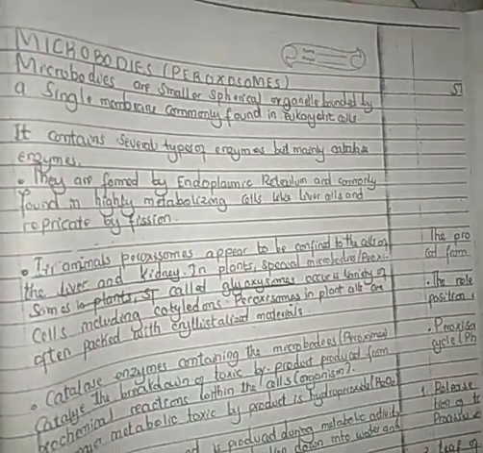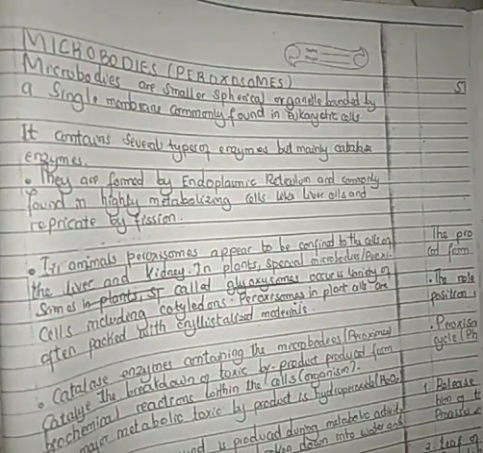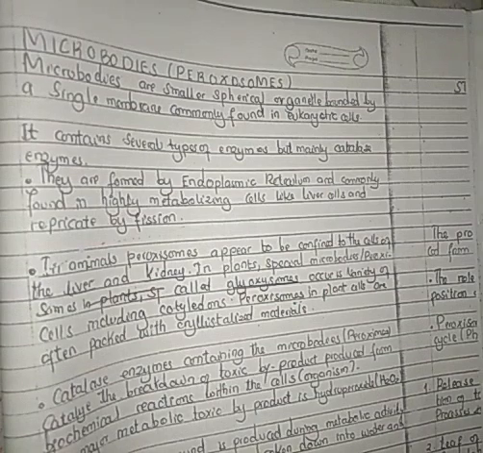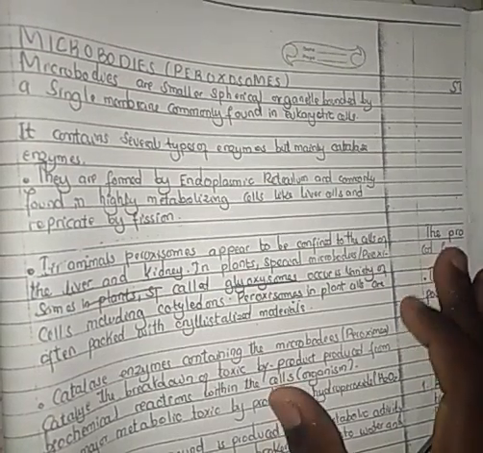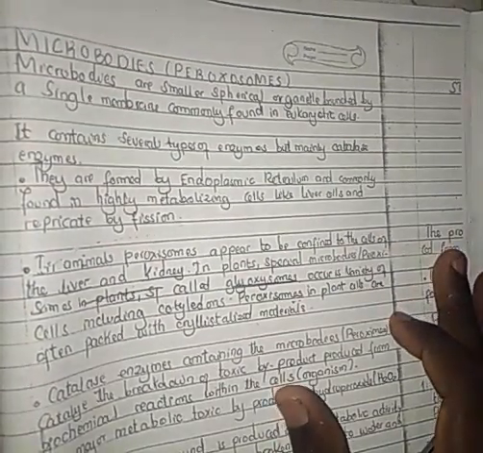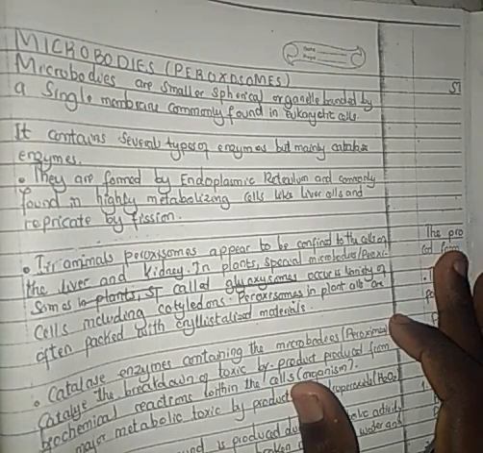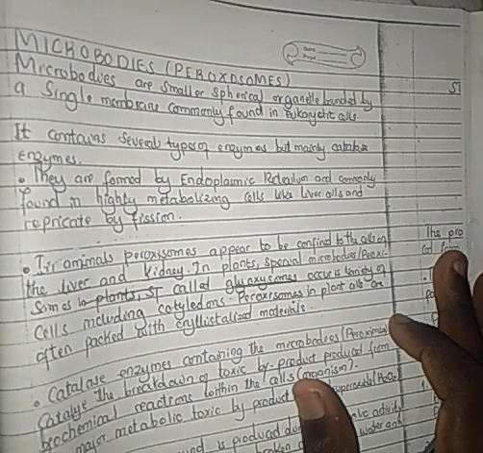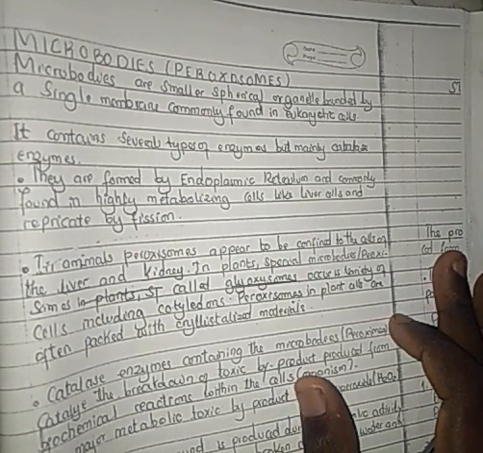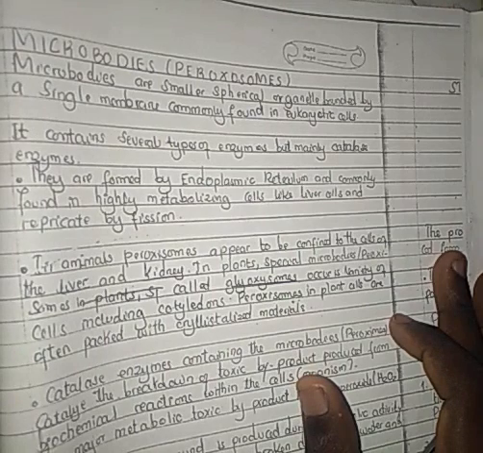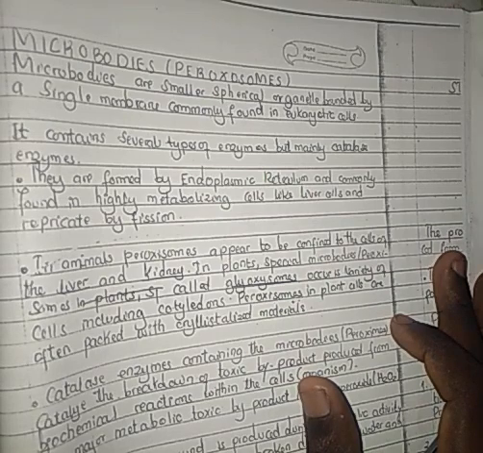Welcome back, friends. In this lecture, we shall be discussing microbodies or peroxisomes. Microbodies are small spherical organelles bound by a single membrane, commonly found in eukaryotic cells. In structure, they are similar to lysosomes, and these microbodies are just a type of vesicle.